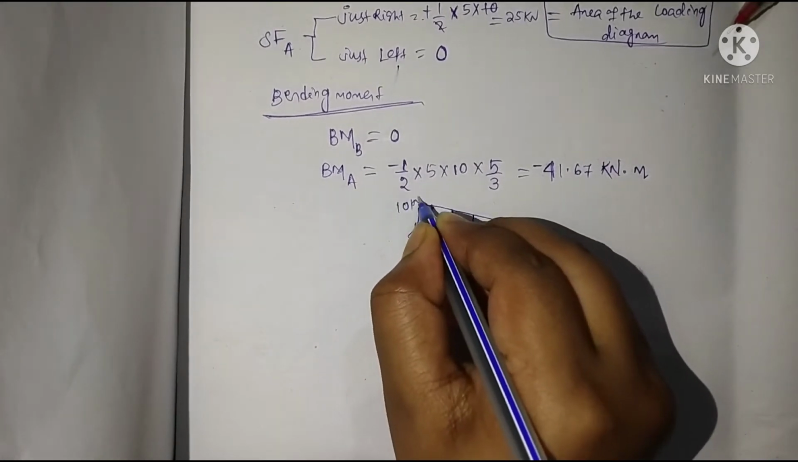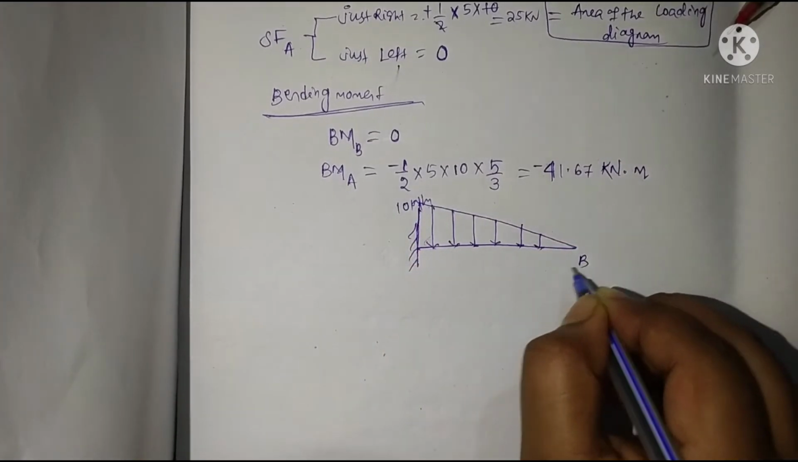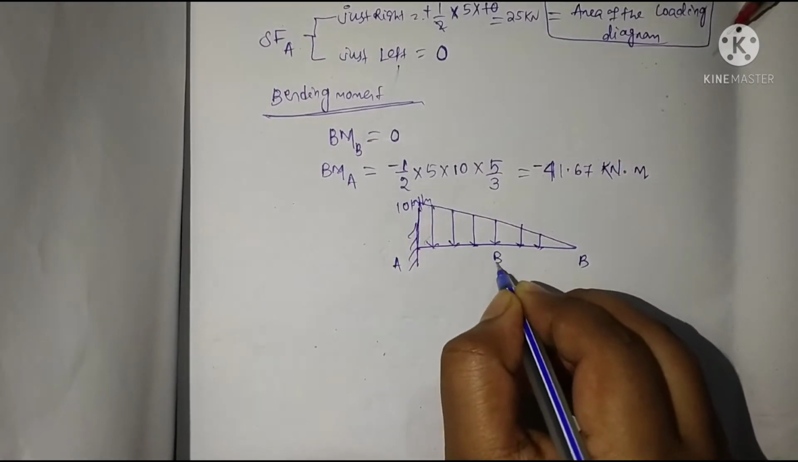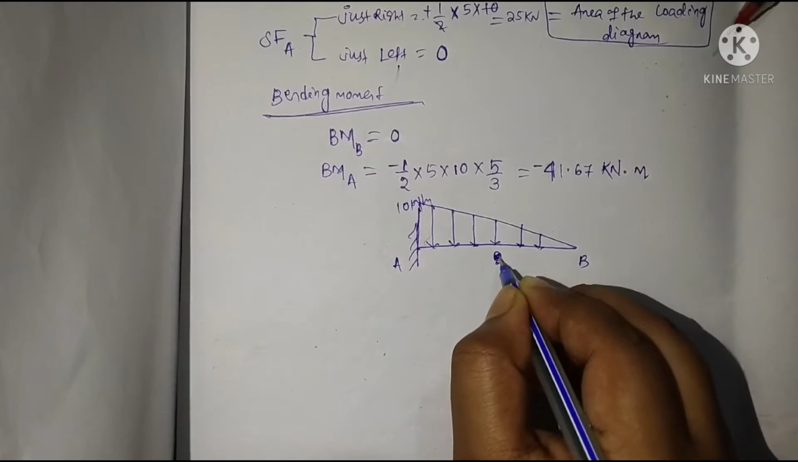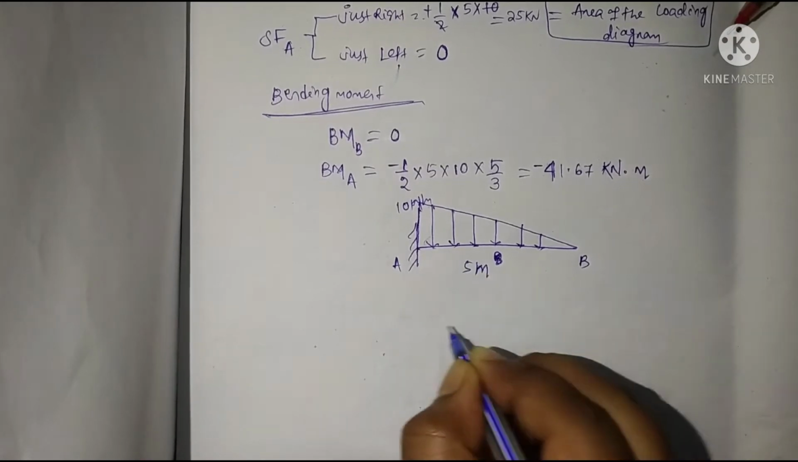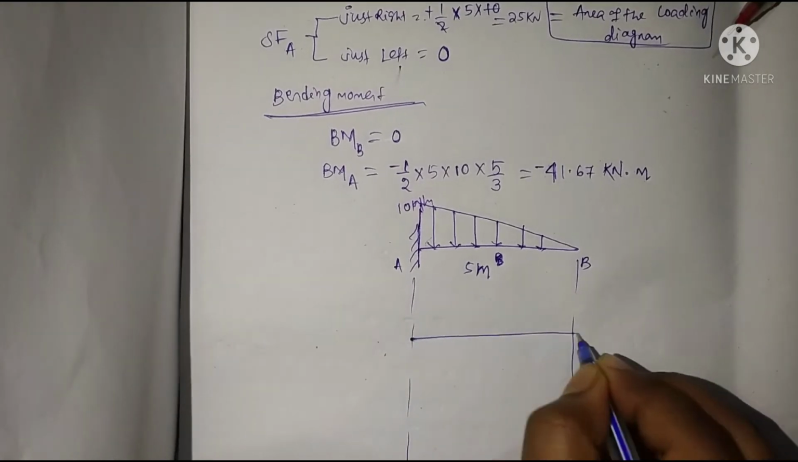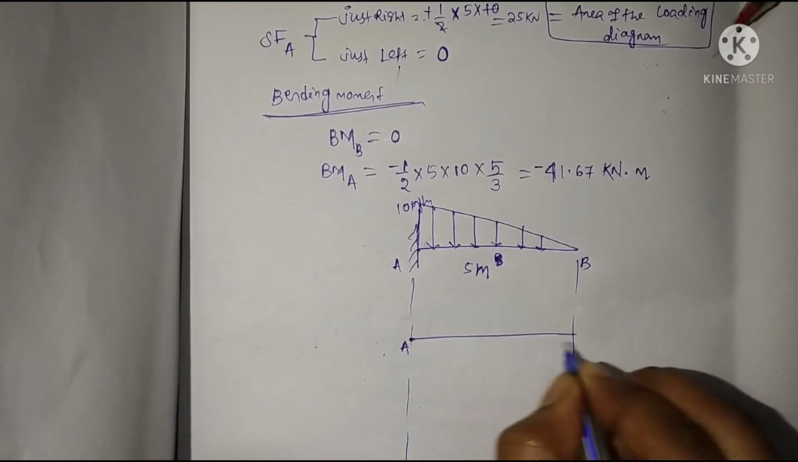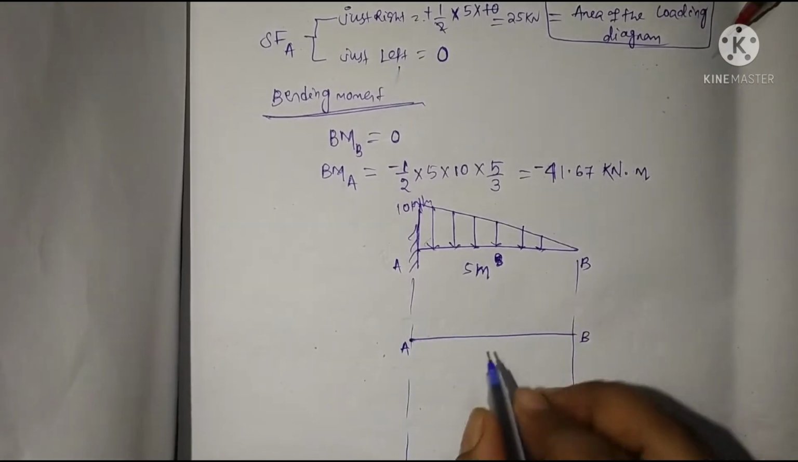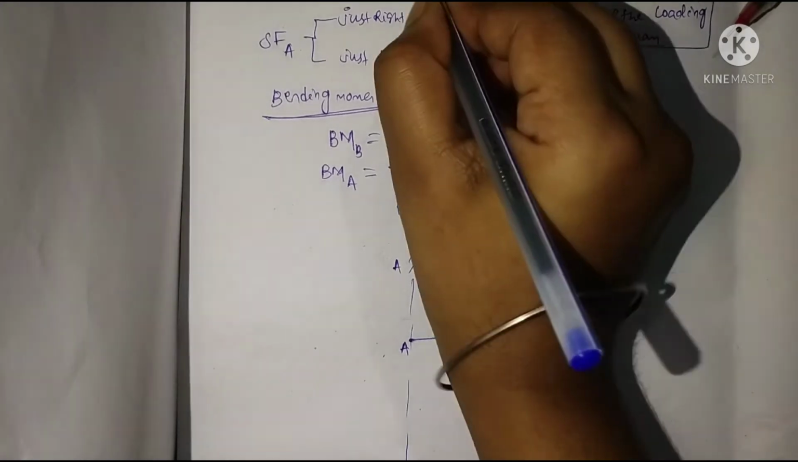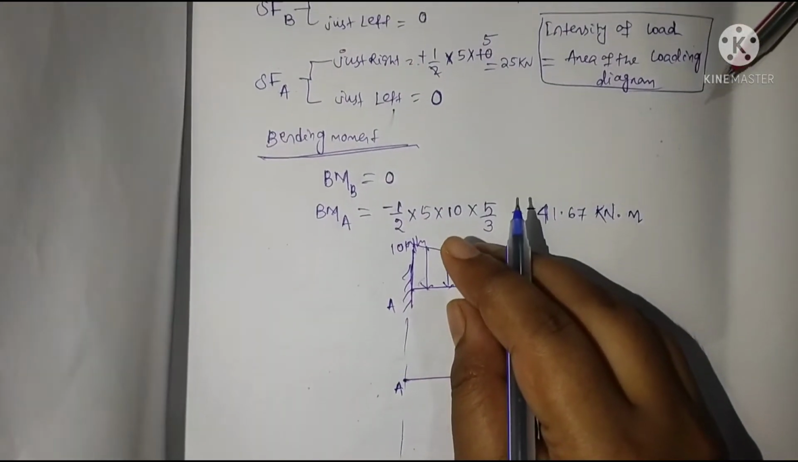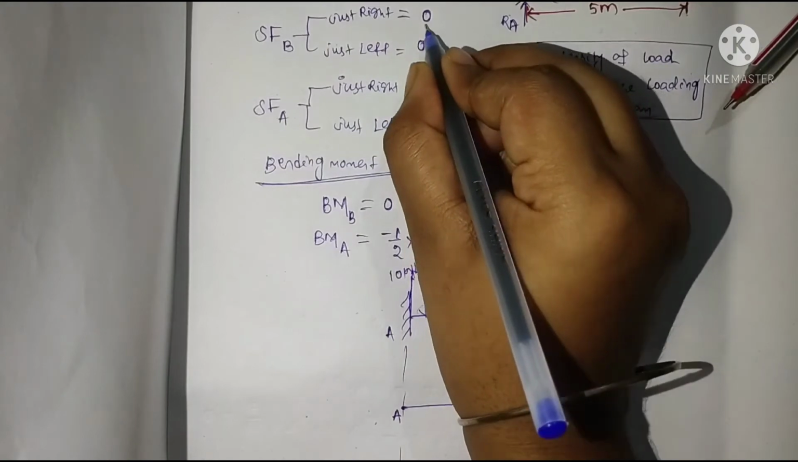Here it is 10 kilonewton per meter. This is point A, this is point B, and this is 5 meter. Now we'll draw the shear force diagram. First, at point B, the shear force will be how much? The shear force will be 0.